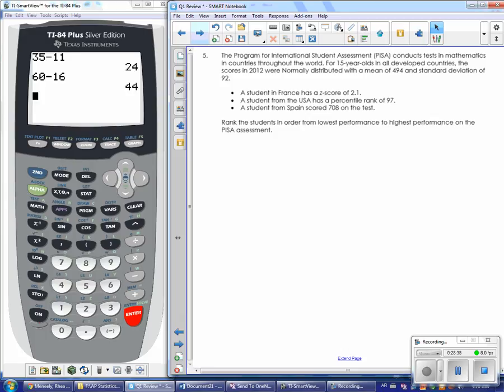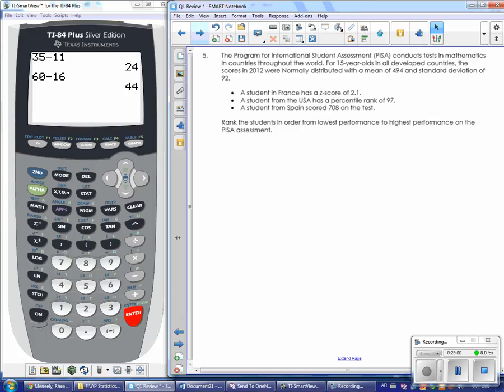I think the easiest thing to do here would just be to convert everything to a z-score. I mean, you could do this a bunch of different ways. You could either convert everybody to a z-score, convert everybody to a percentile rank, or convert everything to the actual test score. So as long as you're consistent and converting everything in the same way, it's not going to matter which direction you go. I just think the z-score is the easiest thing.